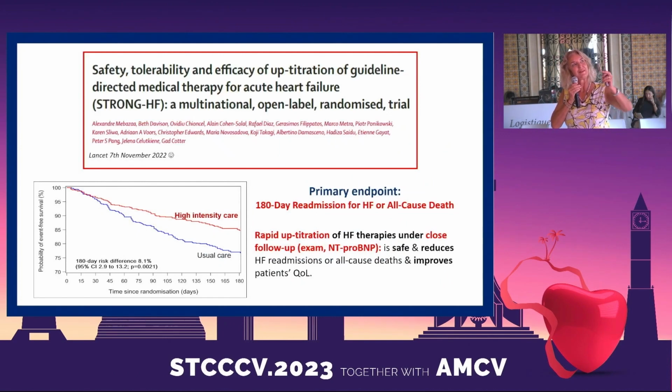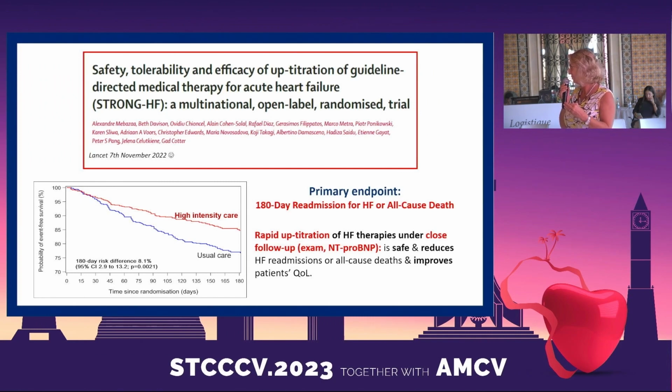That's important. This study, whose lead author is Alex Mebaza, was published in 2022. It has nothing to do with pregnancy, but that's what I do. Patients with peripartum cardiomyopathy have a severe prognosis. Mortality is still between 5% and 20%. So I strongly recommend rapid up-titration of beta blocker, ACE inhibitor, and blocker, so standard medical therapy, rapidly after delivery.